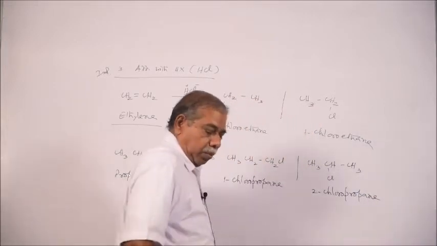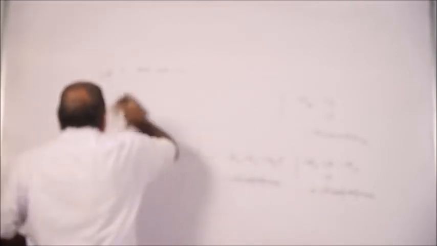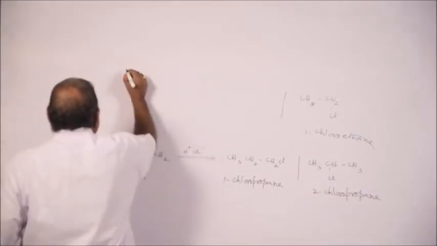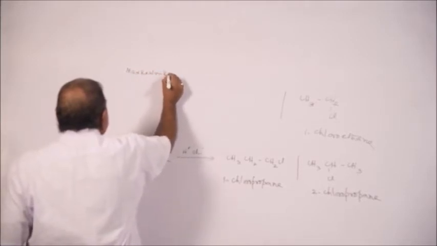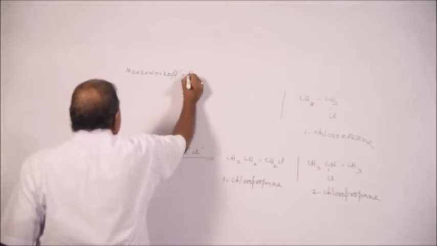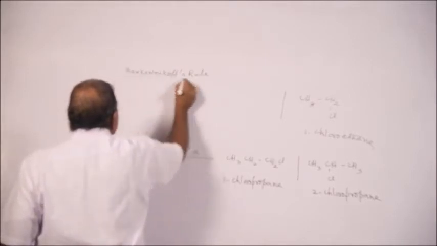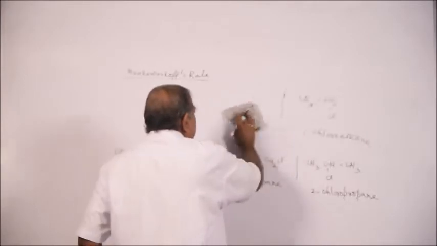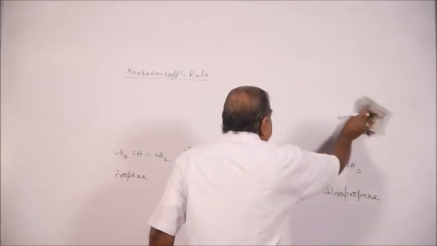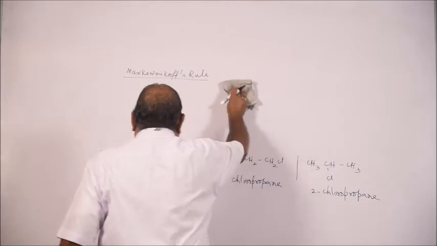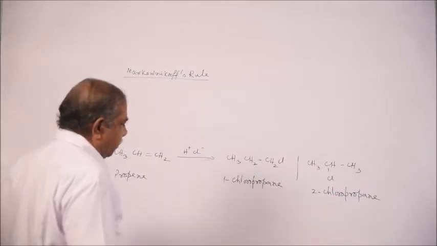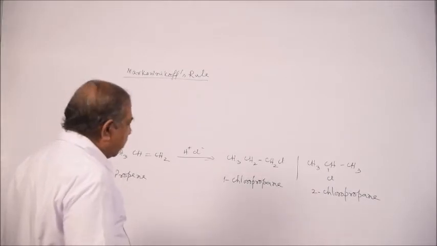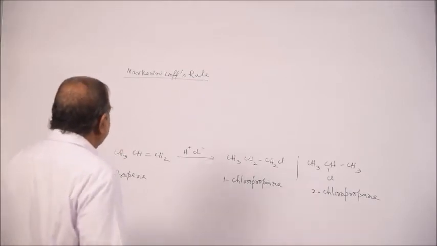Then which compound will be formed? This is decided by a rule which is called Markovnikov's rule. As a short note, you write: when an unsymmetrical molecule is added to an unsymmetrical unsaturated hydrocarbon, the addition product formed is according to Markovnikov's rule.